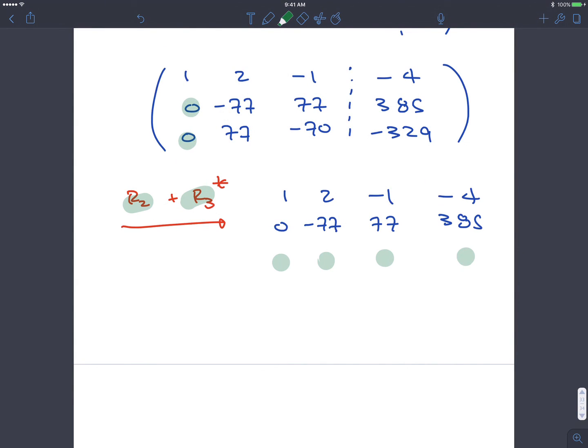Alright, let's see what we get. 0 plus 0 gives me a 0. -77 plus 77 gives me a 0. 77 plus -70 gives me a +7. 385 plus a -329. So 385 minus 329 gives us a 56.